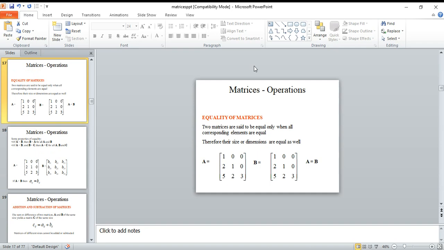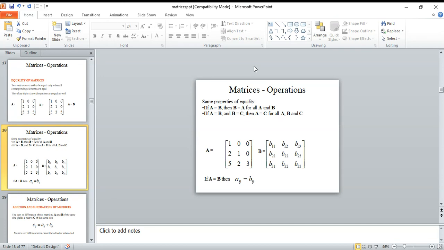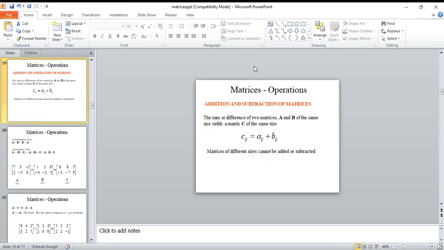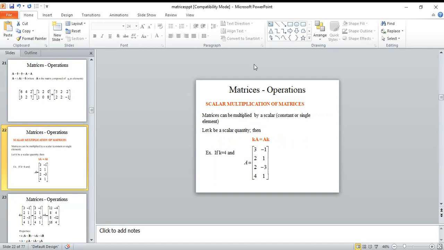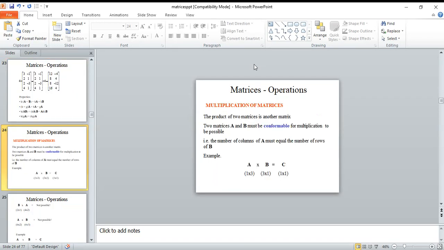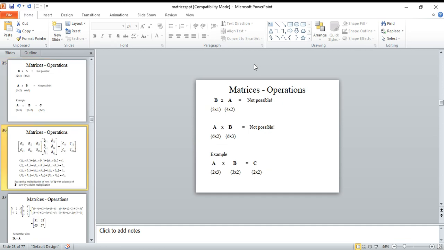Matrix operations: equality, addition. Two matrices are equal if all elements are the same and the size of the matrices is the same. Addition of two matrices: addition and subtraction are possible when the two matrices have the same size. We add or subtract the elements in the same places of the first and second matrices. Scalar multiplication means multiplying a matrix by a single constant.